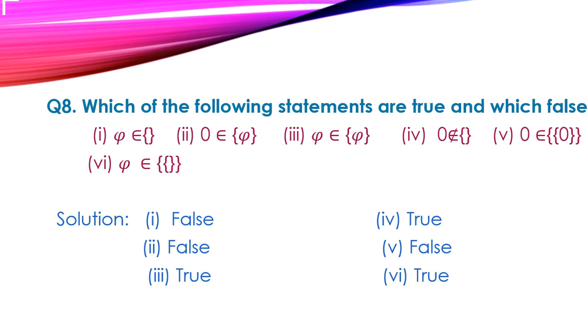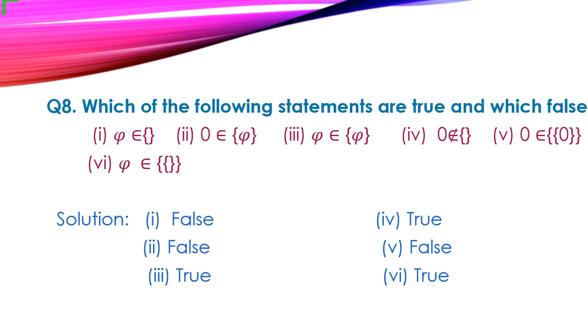Question 2. 0 belongs to the set containing phi. Obviously there is no 0, so the statement is a false one. Third, phi belongs to the set containing phi. Yes, phi is there in the set containing phi, so this will be a true one. Next, 4. 0 does not belong to the empty set. Obviously, is there any 0 in the empty set? No, there is no element. So this statement is a true one.